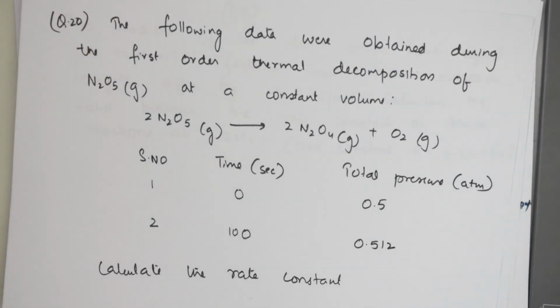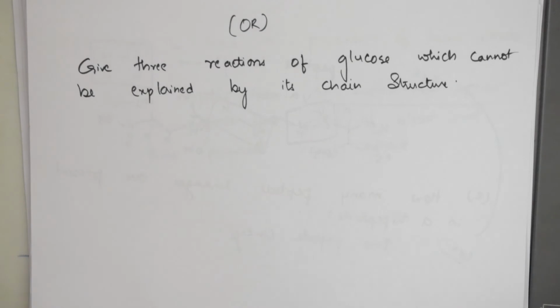That is your question number 20. But what do they give me here? They have given me, in question 19 only, an or question. In question 19 only there is an or question. Let's read that. They said give 3 reactions of glucose which cannot be explained by its straight chain structure.